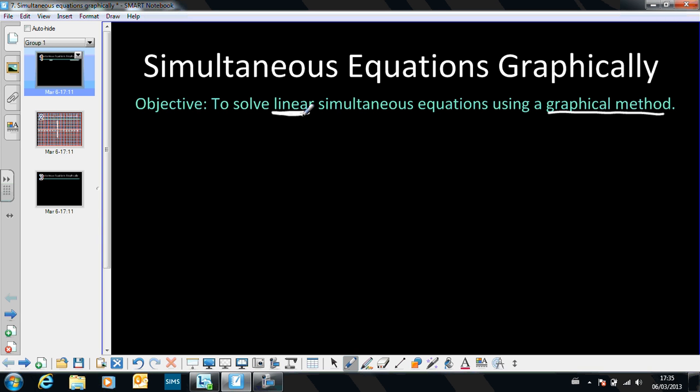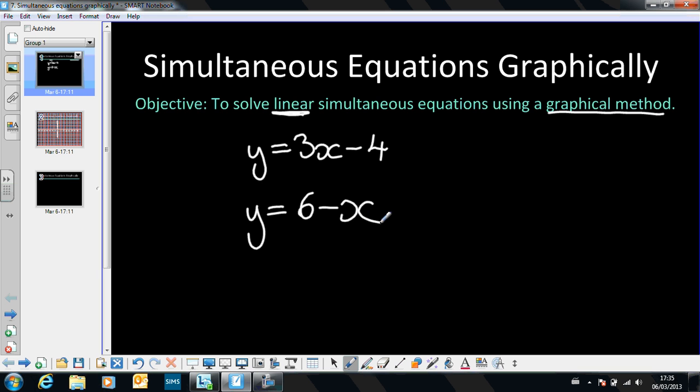So I'm going to pick two equations. I'm going to go with y equals 3x minus 4 and y equals 6 minus x. And now I know a lot of you could solve that algebraically and produce a solution like that, but today's lesson is about us doing it graphically.